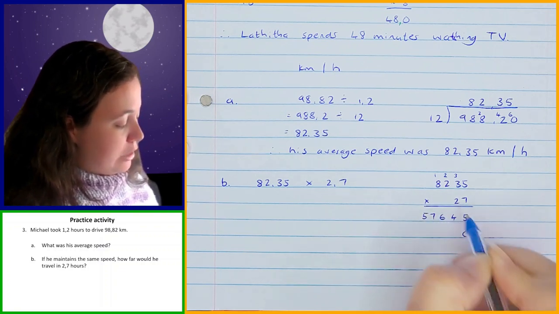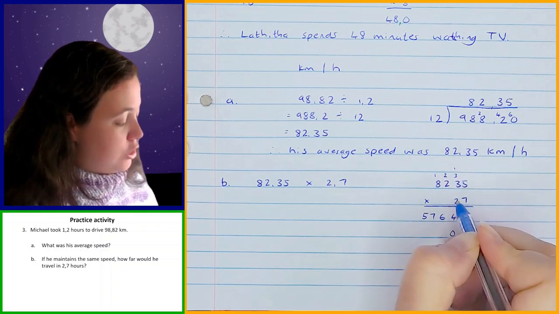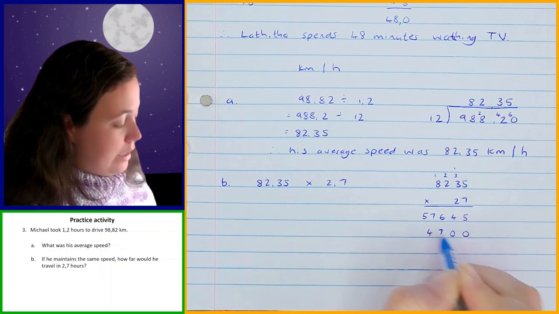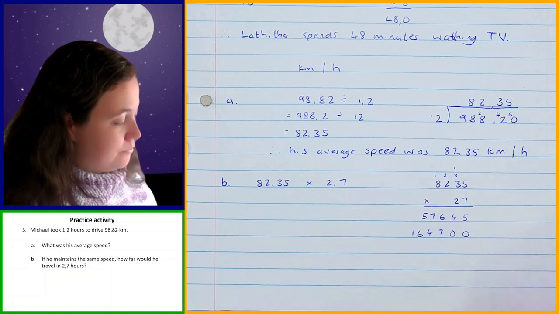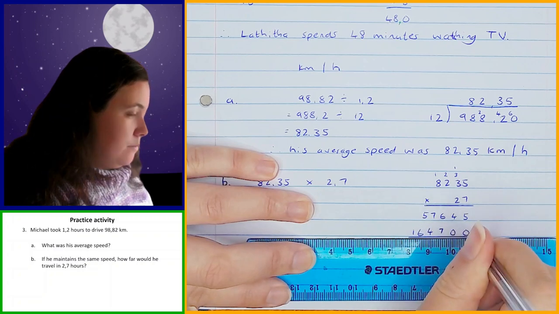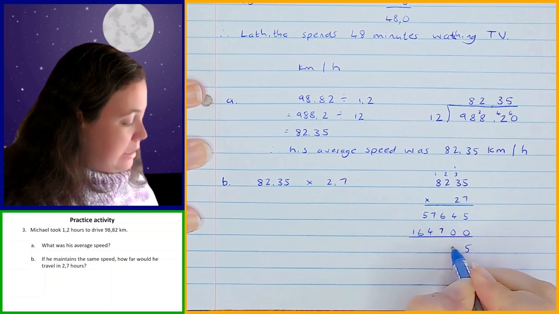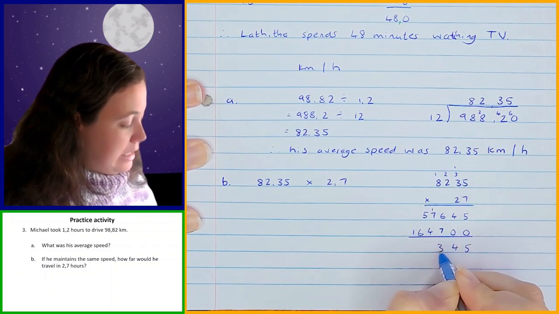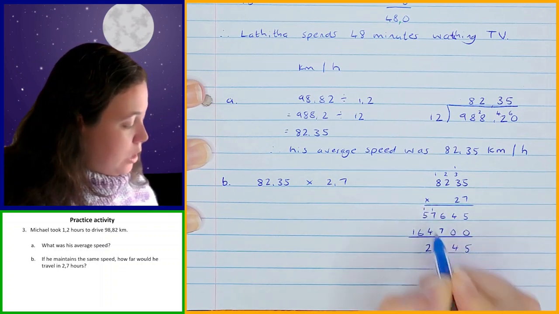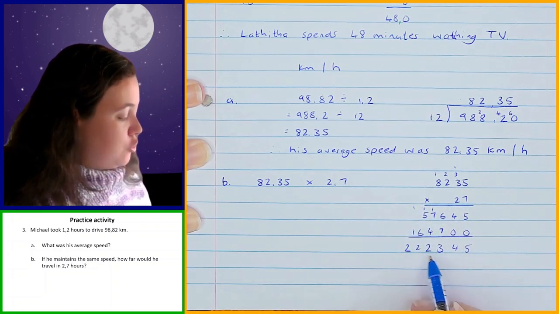Then I'm going to put down a 0 because I'm multiplying by 20. Then I've got 2 times 5 is 10. 2 times 3 is 6, plus 1 is 7. 2 times 2 is 4, and 2 times 8 is 16. And now I'm going to add those together to get my total. So I've got 5 plus nothing is 5, 4 plus nothing is 4, 6 plus 7 is 13, 1 plus 7 plus 4 is 12, 1 plus 5 plus 6 is 12, and 1 plus 1 is 2. So that's 222,345.